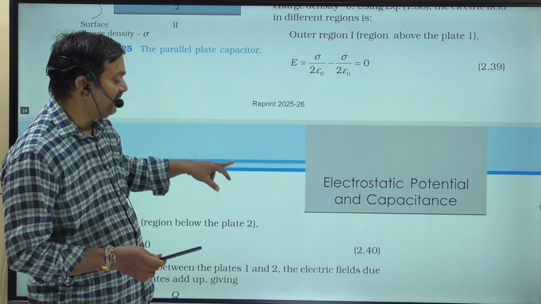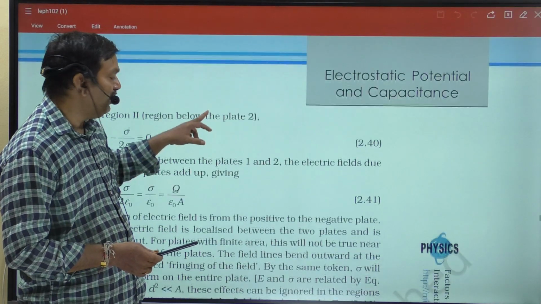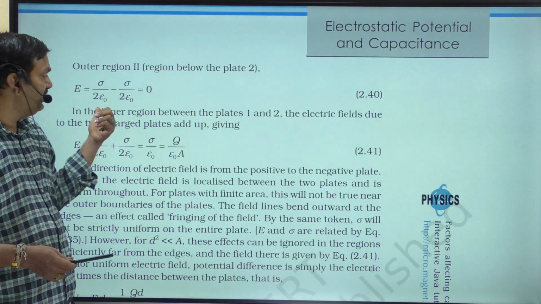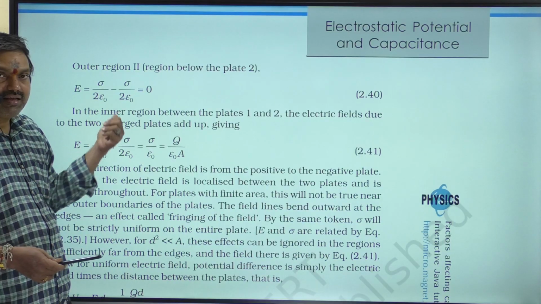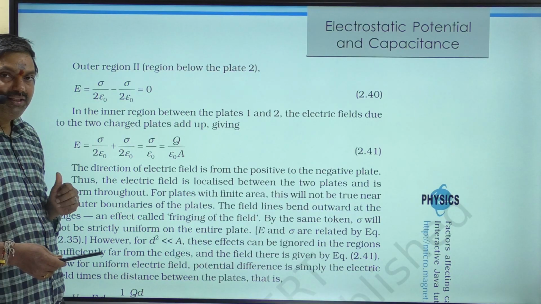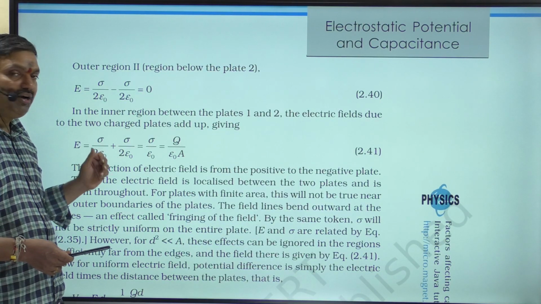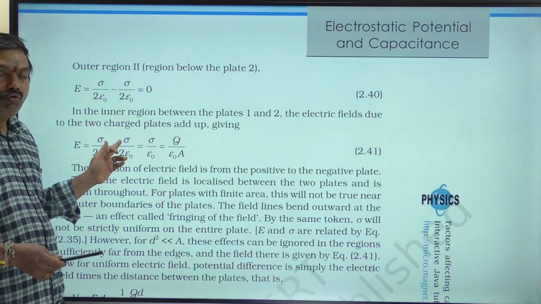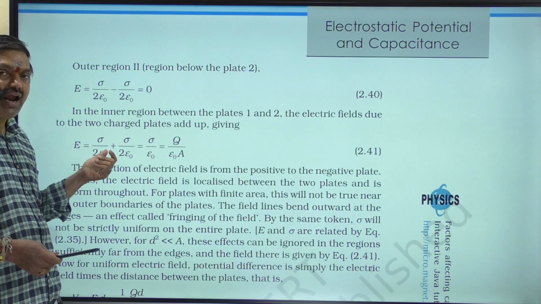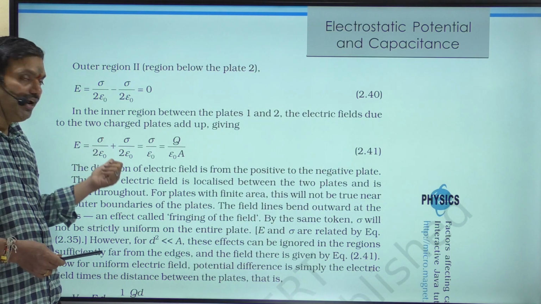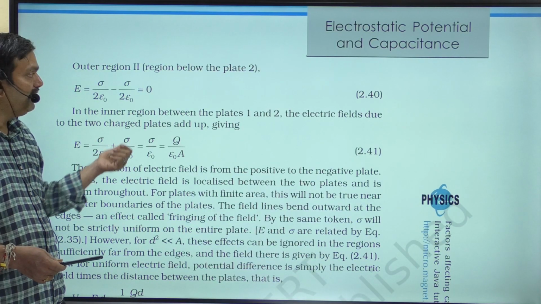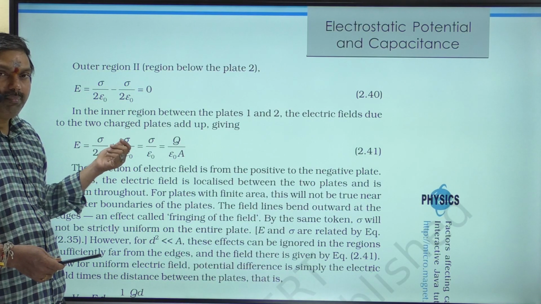Now for the next case, region 2, that is below plate 2, it is also the same. Only the direction will be changing. Sigma by 2 epsilon naught and minus sigma by 2 epsilon naught both get added to give a 0 electric field beneath the second plate. So in between these two plates, the only difference is that both the fields get added, because one field is due to a negative charge. So only in the region between the plates do these two fields get added. But in the other two cases, they are going to cancel each other's magnitude.